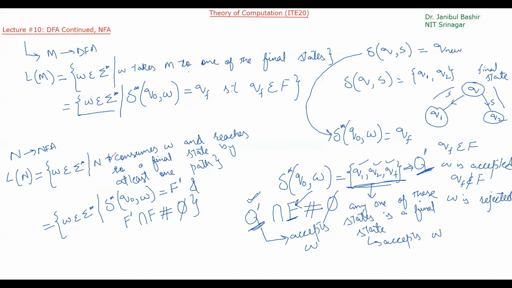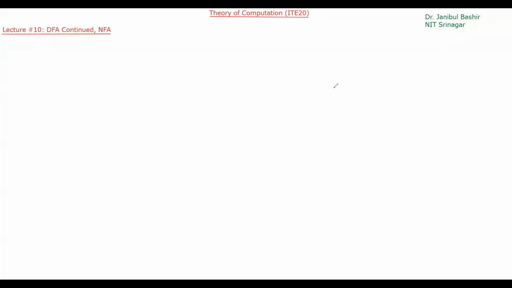Now we have the last portion to discuss, then I will end this particular lecture. So we discussed the language of an NFA. We know the language of a DFA, where M is a DFA, is also called a regular language. What does that mean? If we have a language that is a regular language, then there exists a DFA for that language, or we can say we can design a DFA for that language.